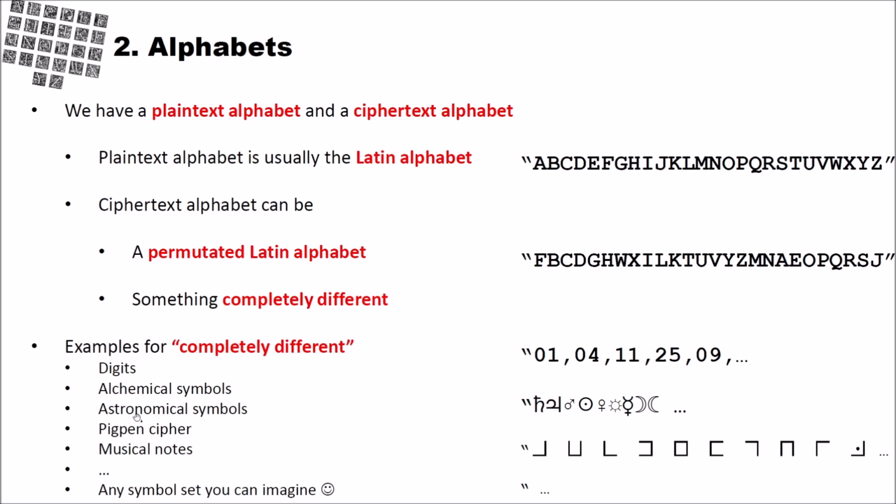Or we could have a pigpen cipher. Then our ciphertext alphabet would look like this. We have these lined symbols here, like this left L shape, this U, this right L shape, and so on. You probably know the pigpen cipher, and this is a pigpen alphabet. We could use musical notes, or any symbol set you can imagine. So you can be very creative in creating ciphertext alphabets, and in history people were also very creative in doing so.